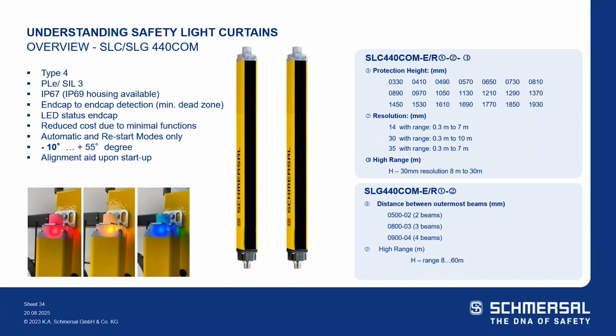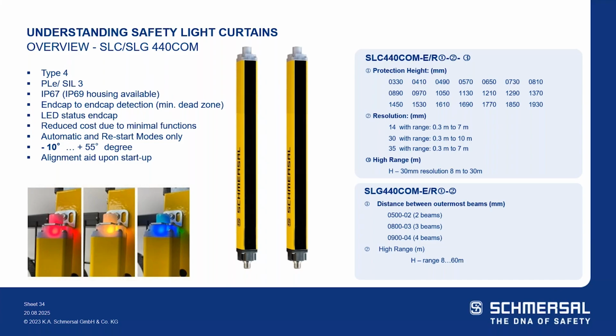And so minus 10 to plus 55 degrees. So you're looking at a protected height starting at 330 millimeters, upwards of all the way to 1930 millimeters with 14 millimeter resolution and 30 millimeter resolution being the most common and what we would typically stock in North America. And that range is typically 7 meters for your 14 millimeter resolution, 10 meters for the 30 millimeter resolution between the emitter and the receiver.